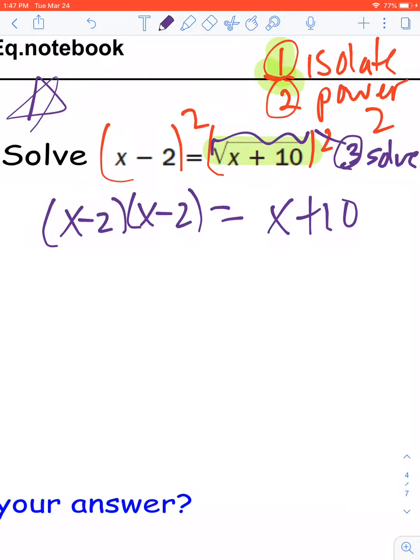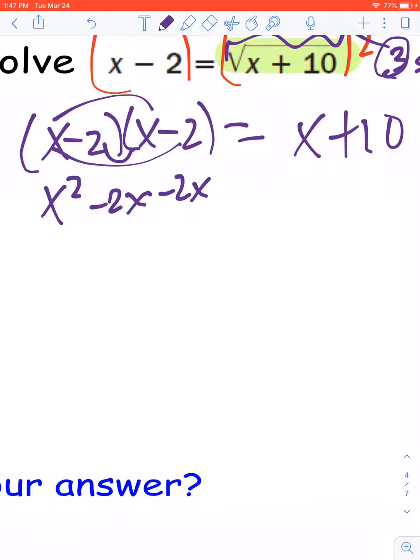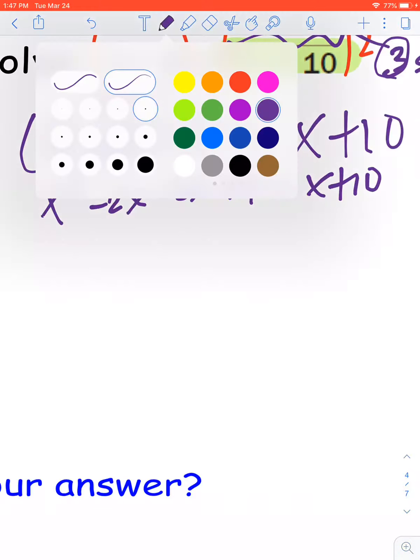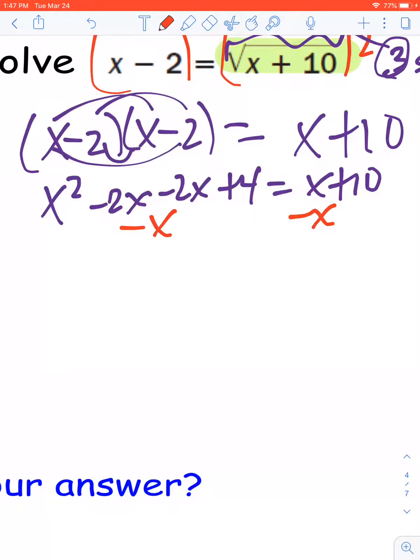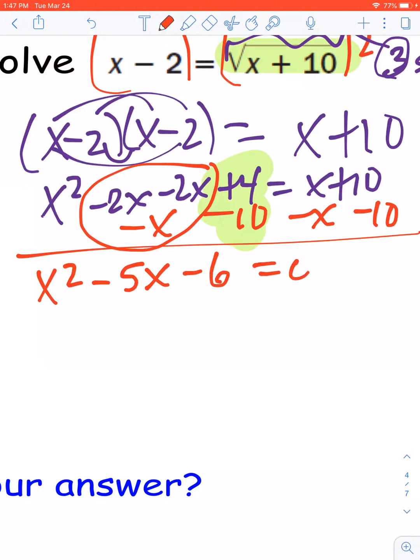Are you ready? On the left, I have to FOIL: first, outer, inner, last. Friends, this made this a quadratic. In order to solve a quadratic, it has to equal 0. So I'm going to subtract x from both sides and subtract 10 from both sides. This gives me x squared. When I combine those, I get a negative 5x, and when I combine the 4 and the negative 10, I get a negative 6. You can use the quadratic formula, but I'm going to choose to factor.